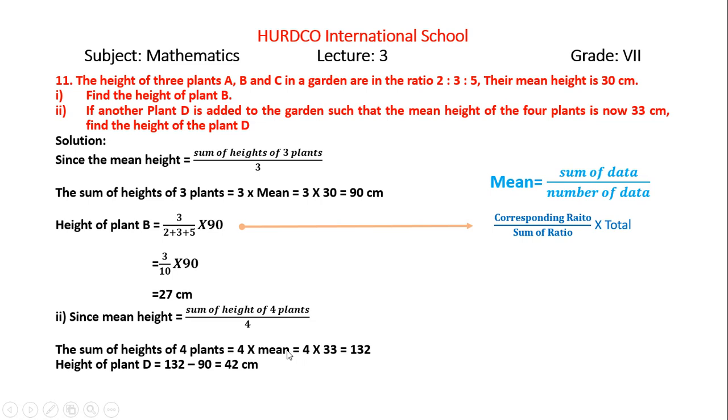Now height of plant D, how much? Here we get total of 3 and here is total of 4. Subtract 132 from 90, 42.